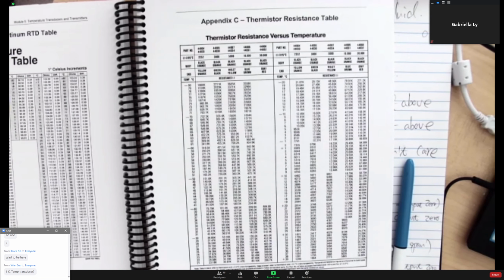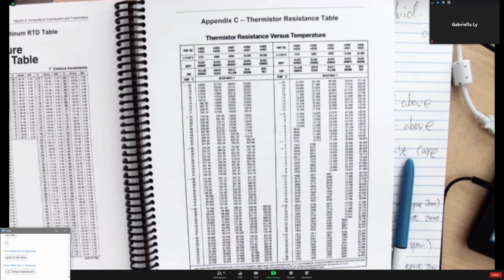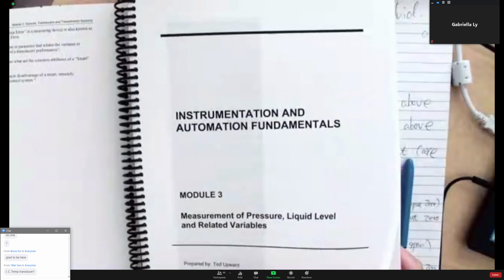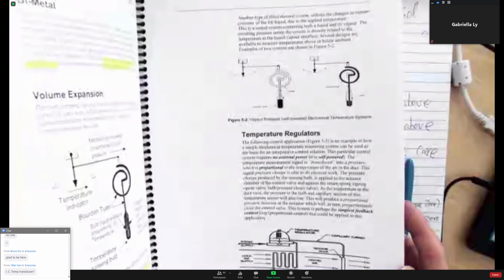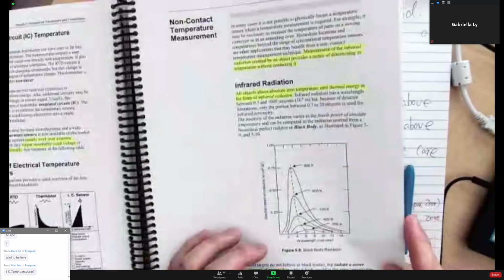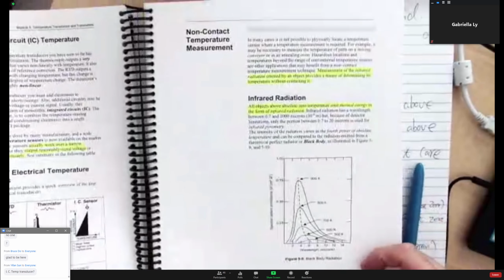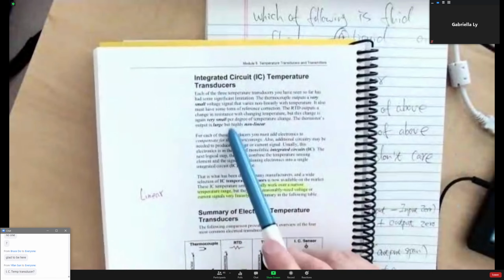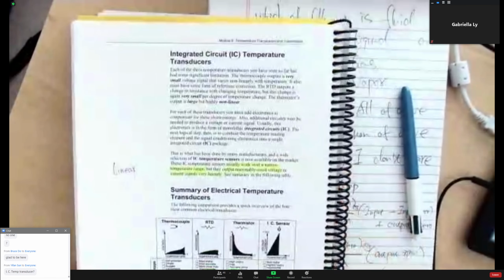IC temperature transducer. Yes, IC is the one they didn't include. It's later on. It's in your book, they have that. So on 5-12, you're talking about the IC temperature transducer. It's called the integrated circuit temperature transducer.